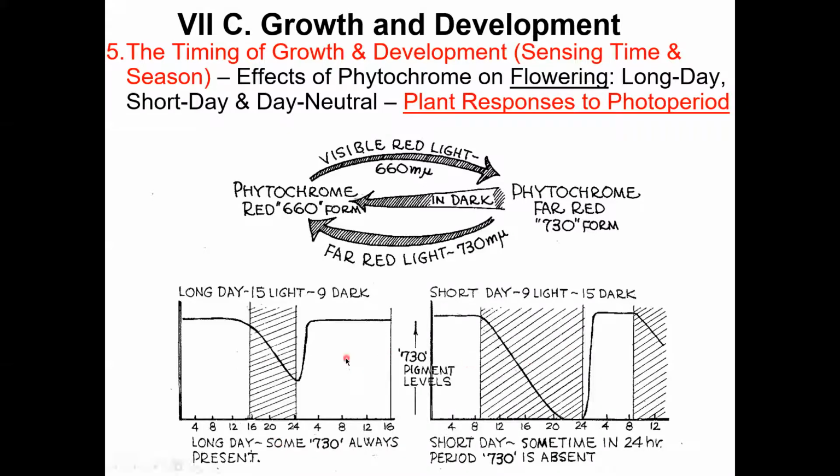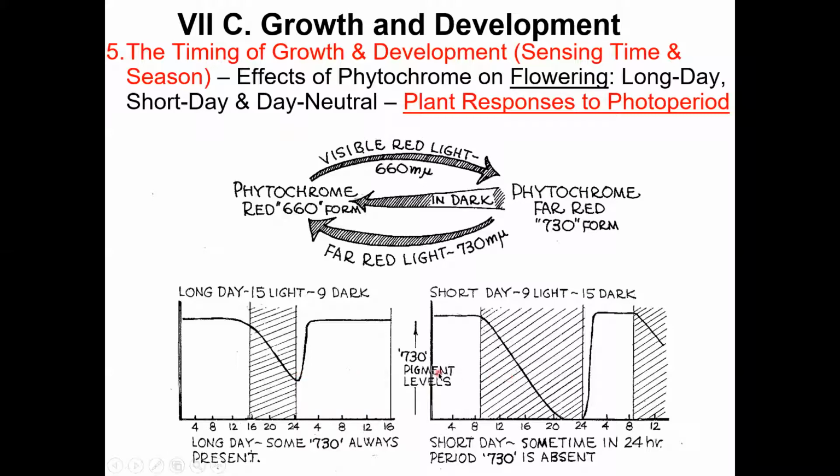Okay, let's look at these two graphs. One is for a long day, one is for a short day. Notice this one goes to zero in terms of phytochrome 730 amounts, and this one does not. For a long day, which is what this one is, for a long day plant to flower, the night has to be short enough, and that's this shaded portion here, so that all of the phytochrome 730 does not get converted. Okay, it doesn't get converted to 660.